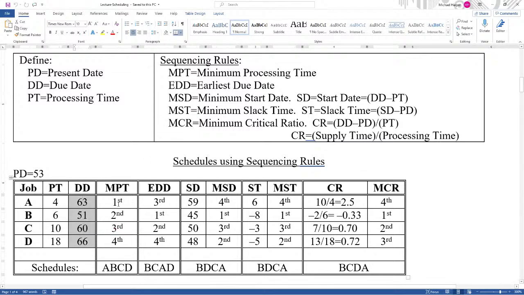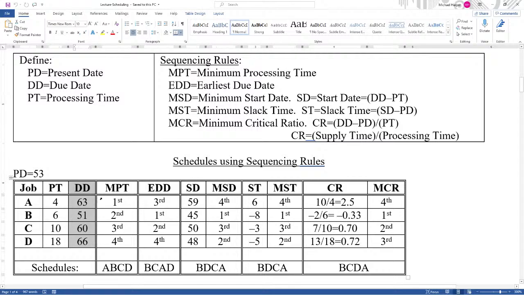Now the earliest due date simply says the one with the earliest date, and the minimum time here is 51. That's the first job in the schedule. The next highest date is 60 here, so that's going to be the second job in the schedule. The next highest time is 63, that's the third job, and then 66 is the fourth job. So you just order them according to the due date. The earliest due date first.